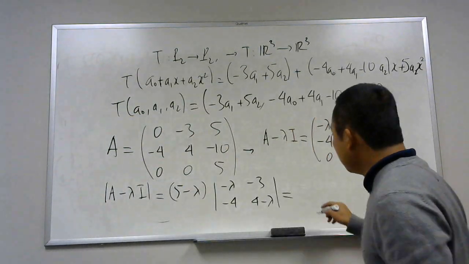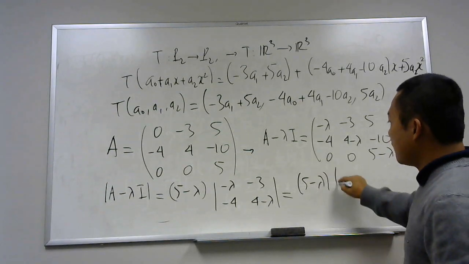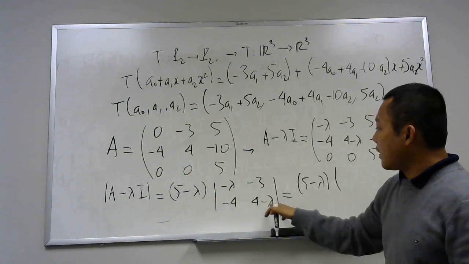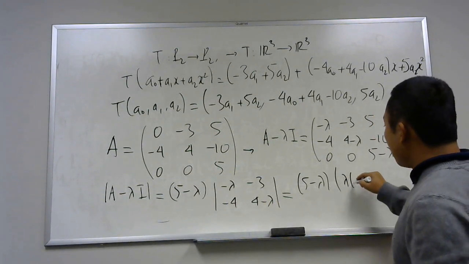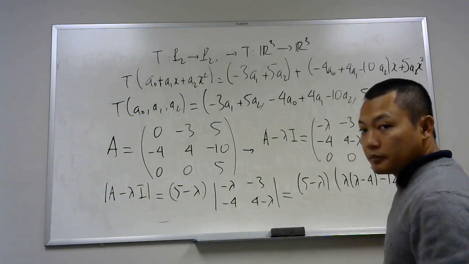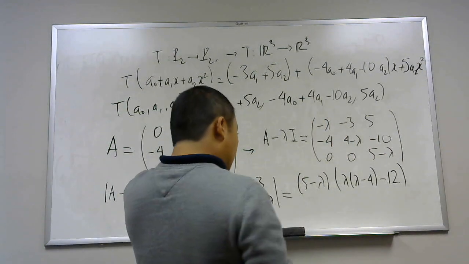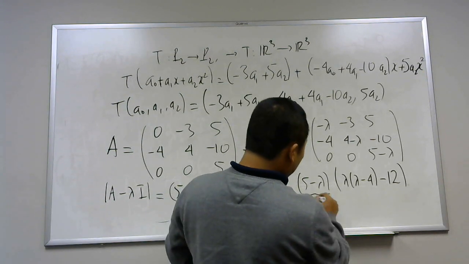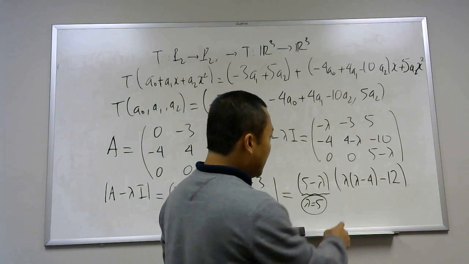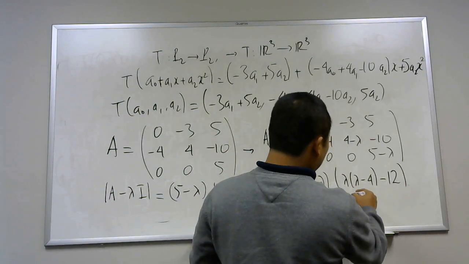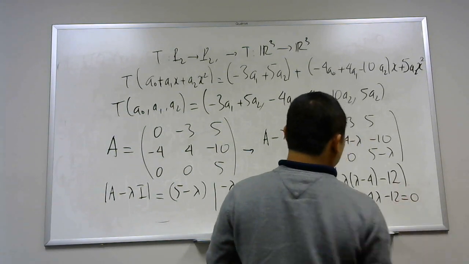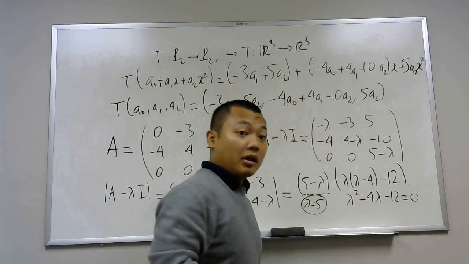And I have 5 minus lambda. Inside I have negative lambda with negative, so I will write lambda times lambda minus 4, minus 12. See, minus 12. So, of course, from here we get lambda equal to 5, right? So 5 is one eigenvalue. From here I would get lambda squared minus 4 lambda minus 12 equal to 0.